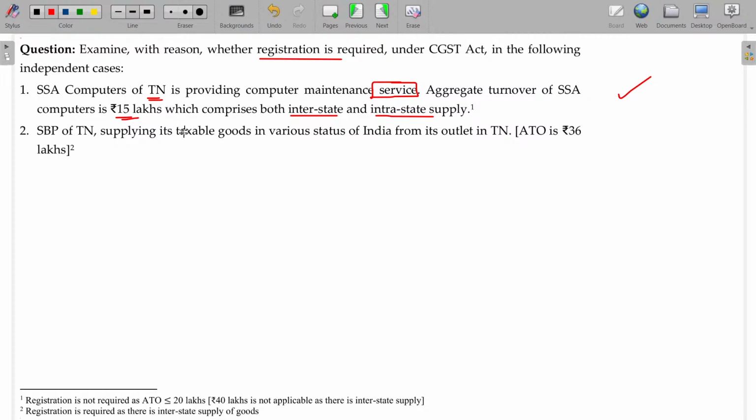SPB Tamil Nadu supplying its taxable goods in various states of India from its outlet in Tamil Nadu. So, in case of interstate supply, this condition is not applicable. Threshold limit will not be applicable. Registration is must. Here, registration not required. Here, must. Is that clear? Not required. Here, required. Clear?